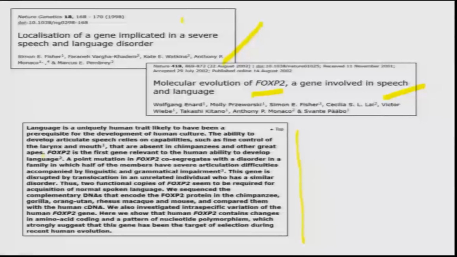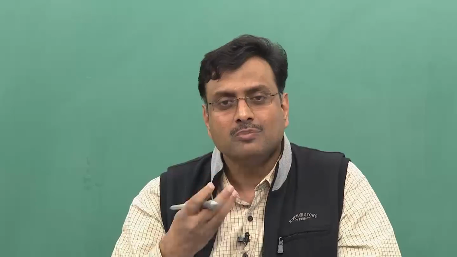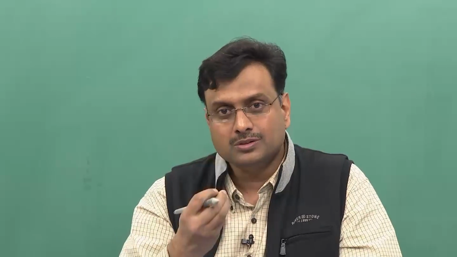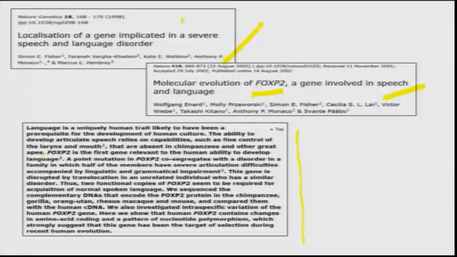So, the ability to develop articulate speech relies on capabilities, not only cognitive functions, such as fine control of the larynx and the mouth. Basically, the sound that you create is nothing but the sound you are able to control and produce using your mouth, because you are closing, and your tongue, because you are twisting the tongue, and you use the larynx because that is where you make the noise, or the signal, which is what you call language. This ability is absent in chimpanzees and other great apes.